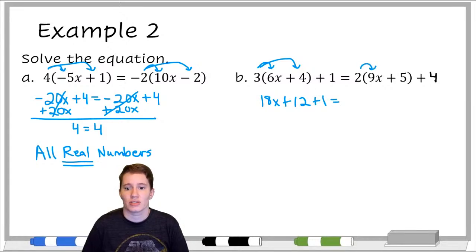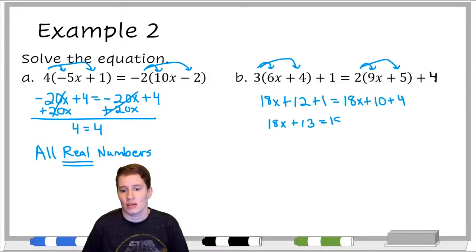Then we're going to come over to the other side and distribute the 2, so that we get 2 times 9x is 18x. 2 times 5 is 10. Let's add this perfectly normal looking 4. And let's continue. Let's do the 12 plus 1 and the 10 plus 4. So that's a plus 13 and a plus 14.